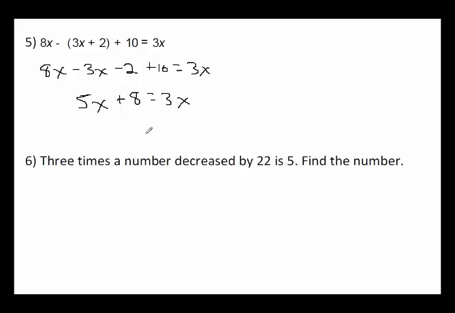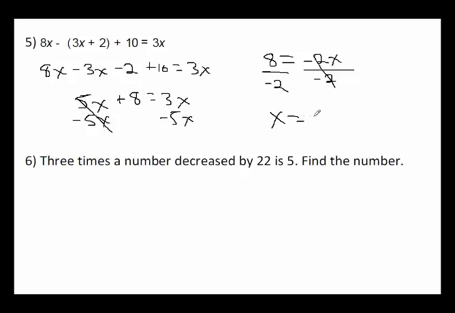Now we want the letters on one side, numbers on the other. We've already got the numbers on this side, so maybe we can get rid of this term to get the letters on the other side. So subtract 5x from this side too. And we've got 8 equals 3x minus 5x, which is negative 2x. To isolate the x, we can divide each side by negative 2. And we've got x equals 8 divided by 2, which is negative 4. Obviously, it makes no difference whether the x is on the left or the right.